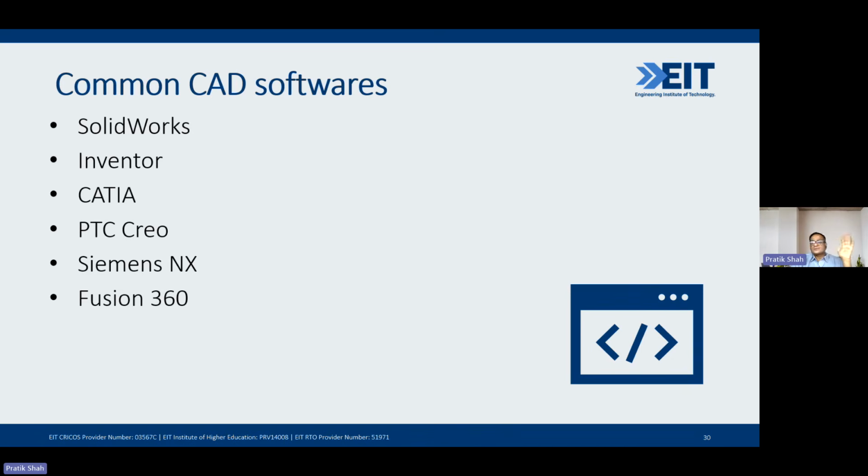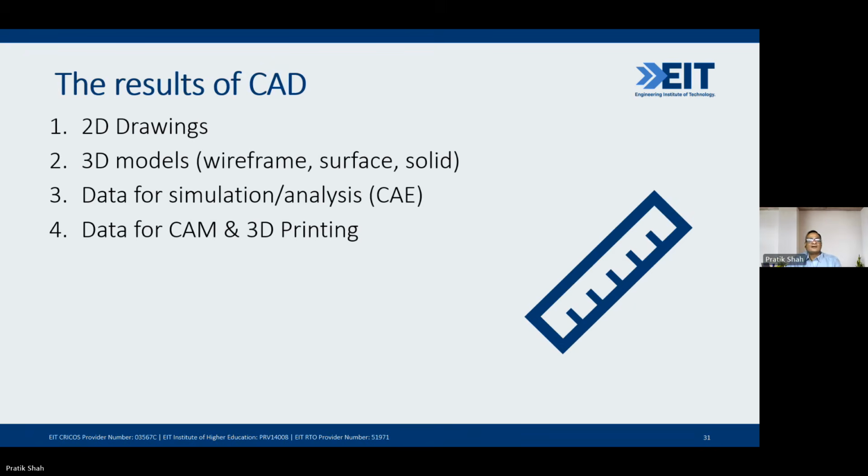More or less, all the aerospace companies would be using CATIA because it is more powerful in designing aerospace components, which is basically made from sheet metal. Then there is a software from Siemens, which is NX. Also, Fusion 360 is a very good software. Fusion 360 is a good software when it comes to cloud computing.